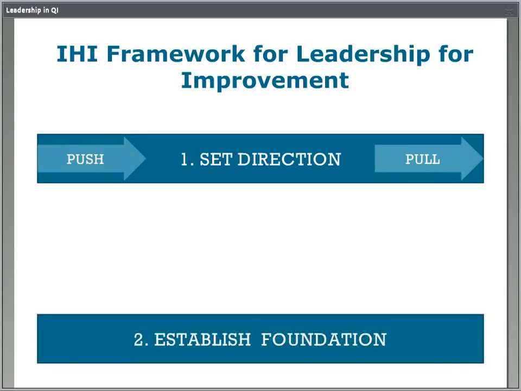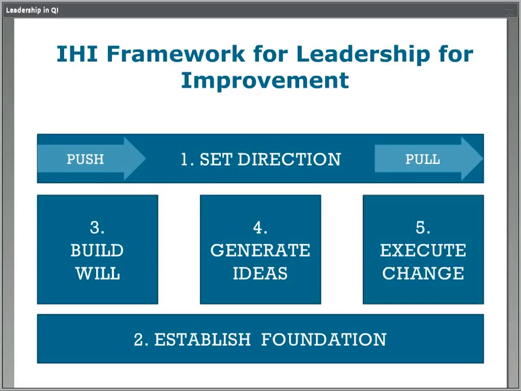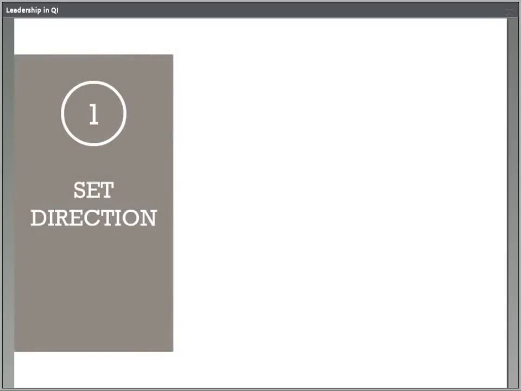Then we have to really establish a foundation. We have to build the will, generate some ideas, and execute the change. So I'll break these down into sections. To set direction, we need to write some statements that reflect the fundamental purpose of the division. It's the overall aims and activities of the division.